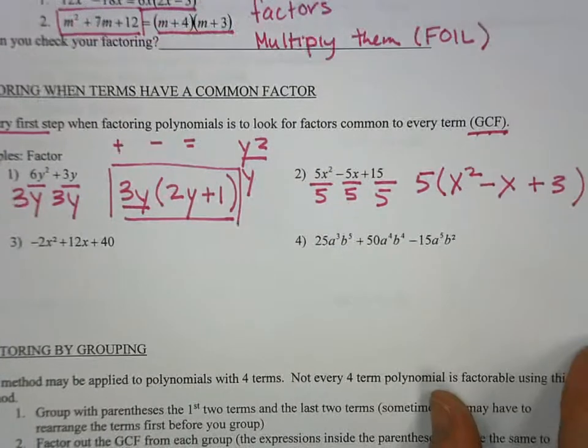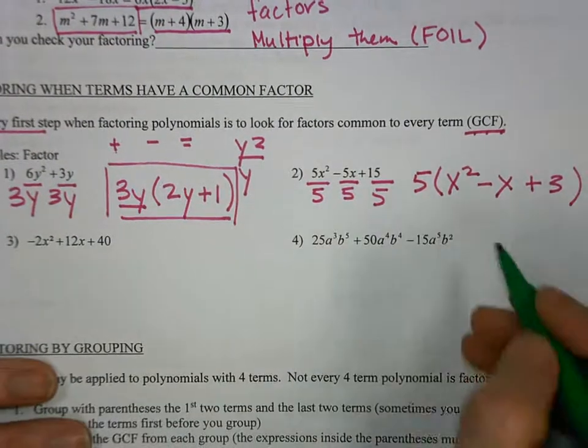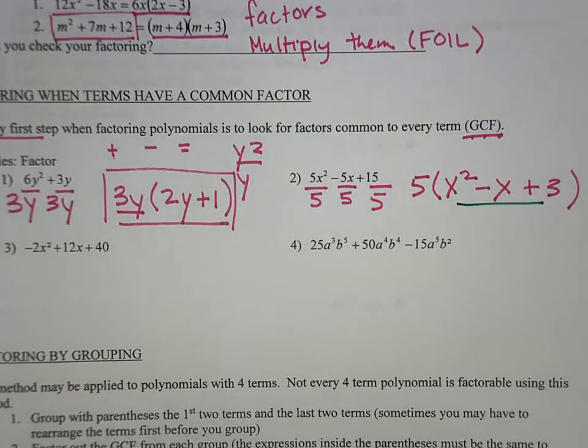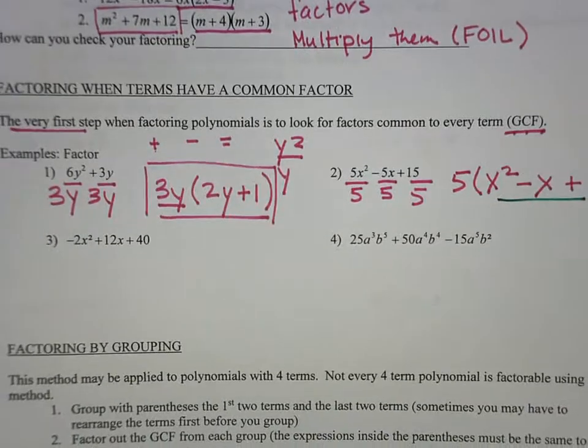I have factored out a greatest common factor. Now, eventually we will factor that. So go ahead and do number 3 and 4. You can pause the tape or come back to it later.